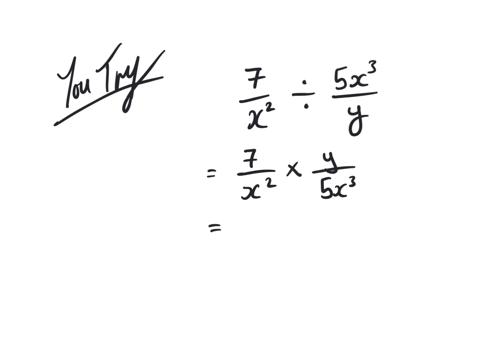So I've got 7 times y, which is 7y. And I've got x squared times 5x cubed. Now, x squared times 5x cubed is going to be 5x to the 5 using my index laws. So 5x to the power of 5. And then we just do a quick check to see if we can simplify. Now in this case, 7 over 5 won't simplify. I've got a y at the top, but no y at the bottom, so there's no cancelling there. And I've got an x to the 5 at the bottom, but no x's at the top, so no cancelling there. So that's actually already in simplest form.